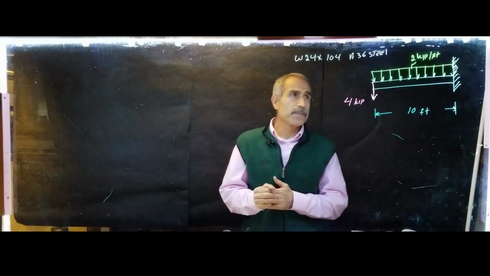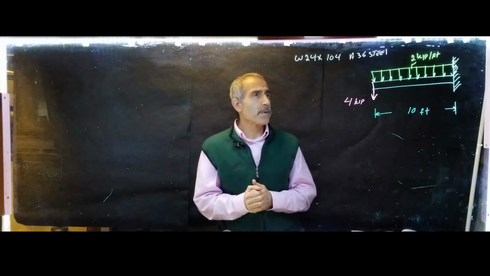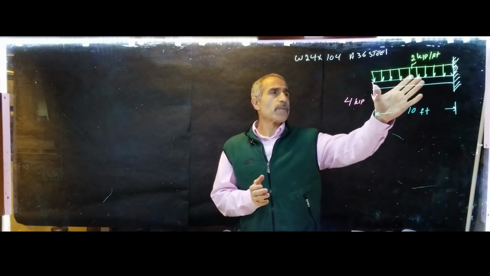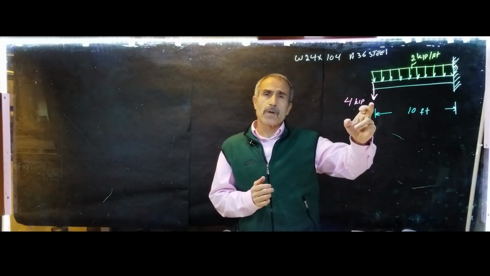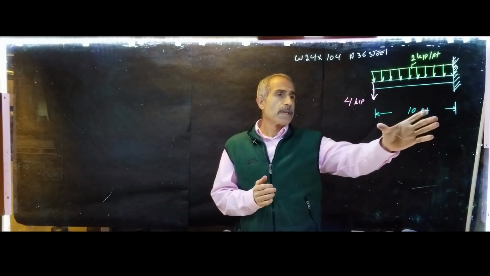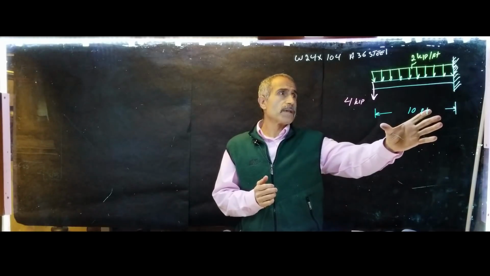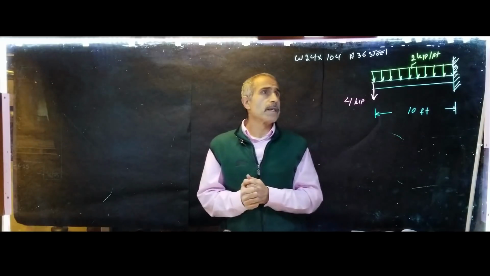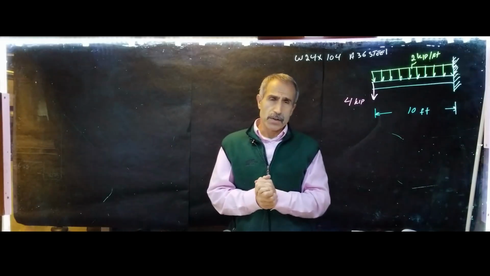Your test. Let's look at this problem first here. This is a cantilever problem. We have a uniform load of 2 kips per foot, and then also we have a concentrated load of 4 kips. The beam is about 10 feet long and is W24 by 104 A36 steel.